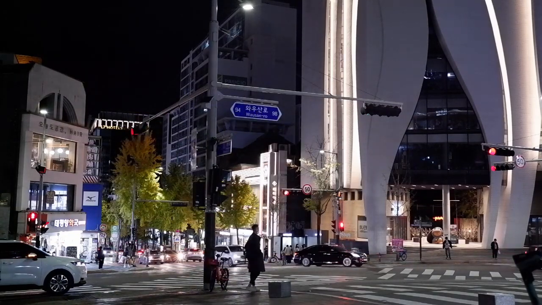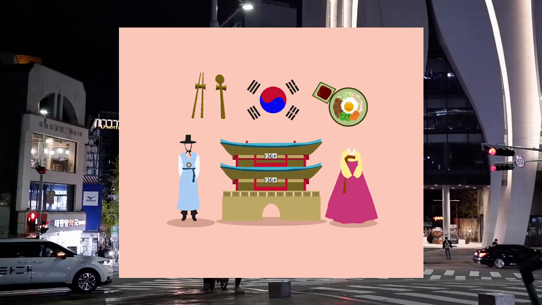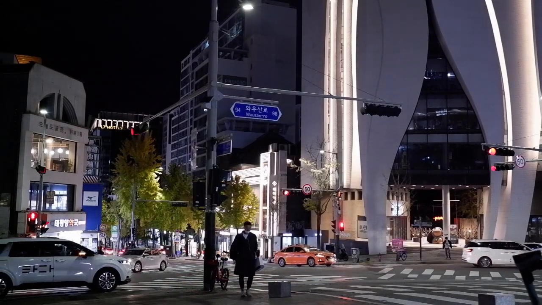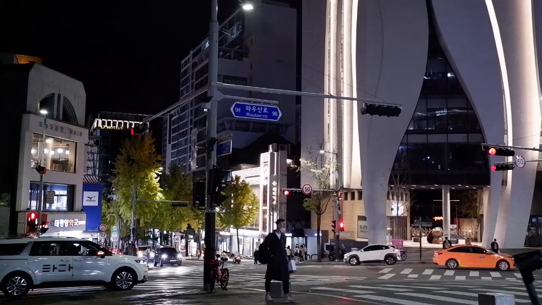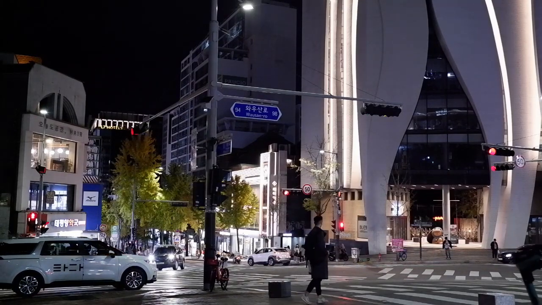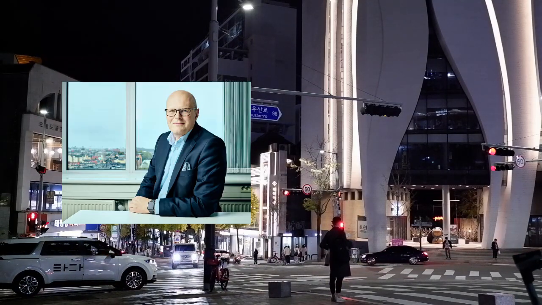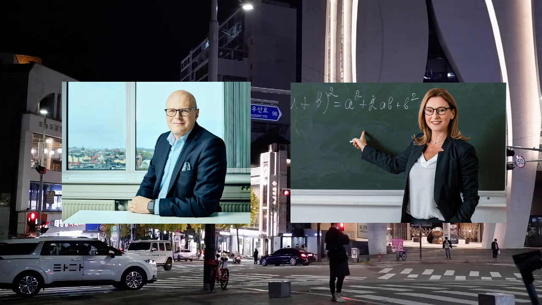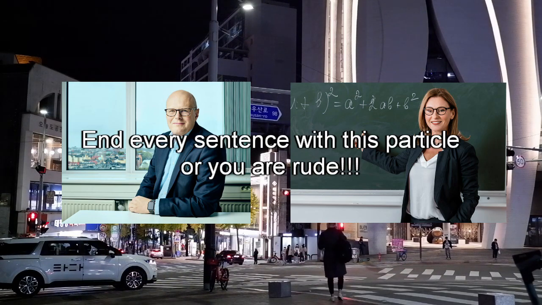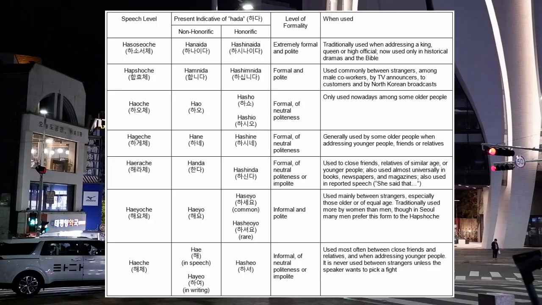Korea is a country of traditions, and that shows in the language. In order to speak politely to someone you don't know, or if he is above you, like a boss or a teacher, you must add the honorific particle to the end of every sentence. And there are 7 levels to this honor system, but only 2 of them really matter in daily life if you just want to get by.